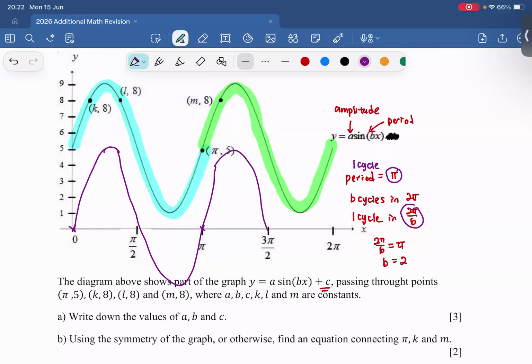Why does this point become this point? The reason is very simple: the graph has been shifted up, and from here you can see clearly that it has been shifted up by 5 units. So from this point, we will know that actually C is equal to 5.